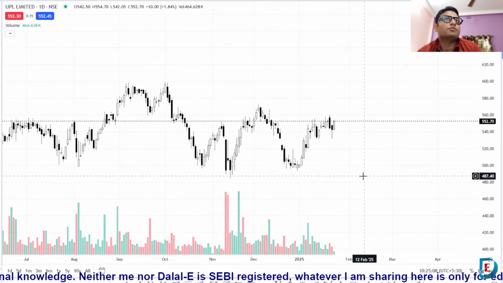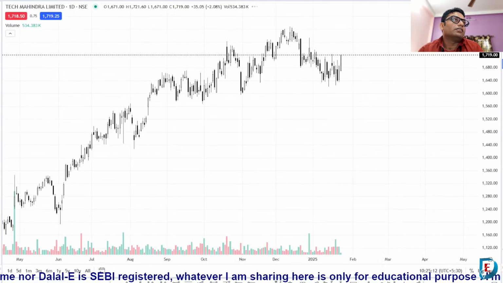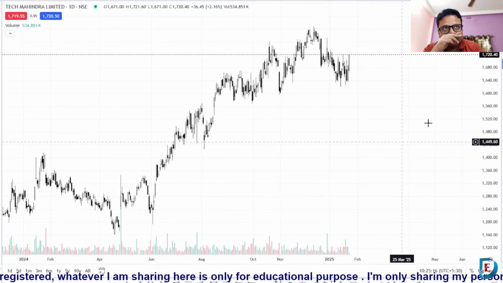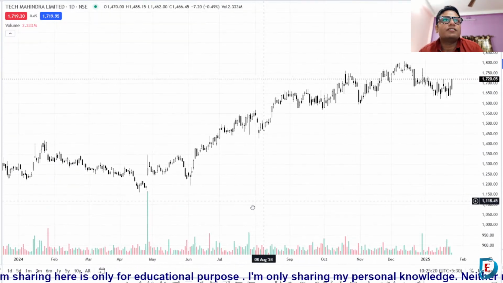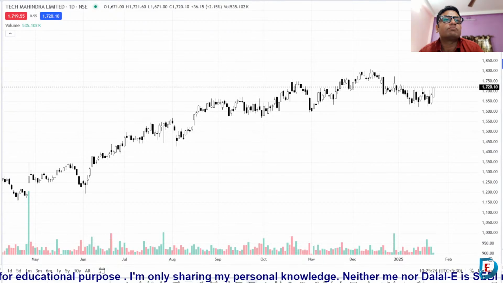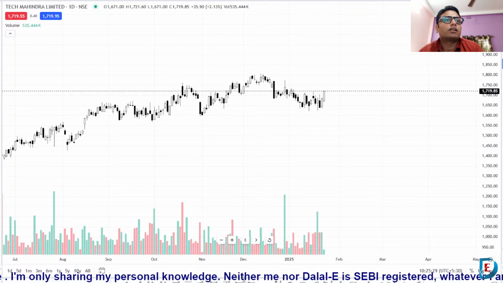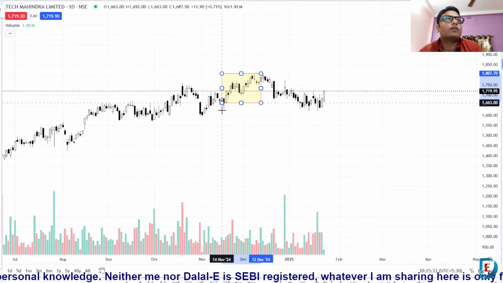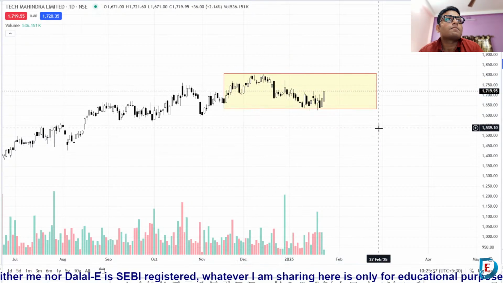This is UPL, kind of the same scenario here. Let's have a look at Tech Mahindra. Its rally is very good, but now it is stuck inside this zone.